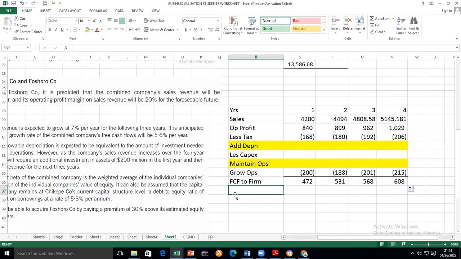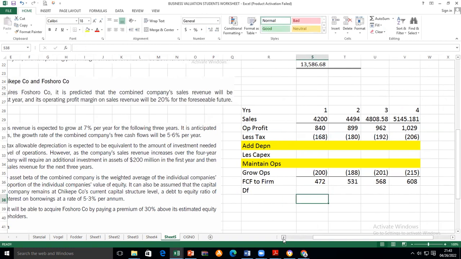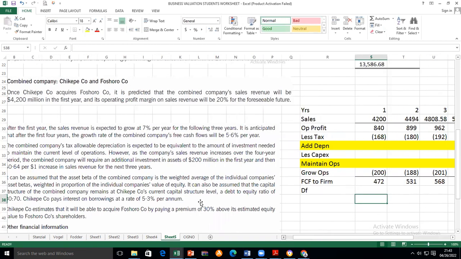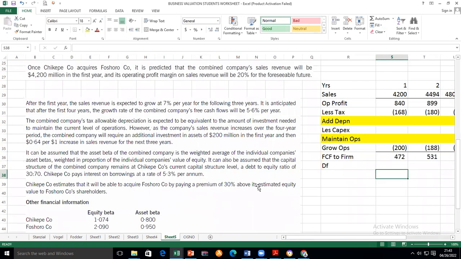Then from there, what do you need now? Discount factors. Now, this is where the issue comes in. So to calculate the discount factors, what are we basically looking for? Go ahead.